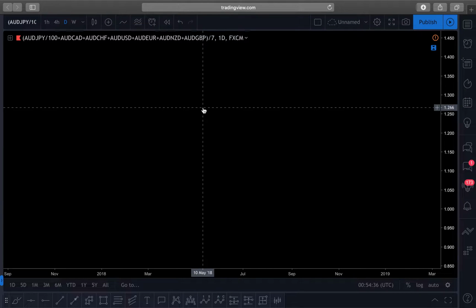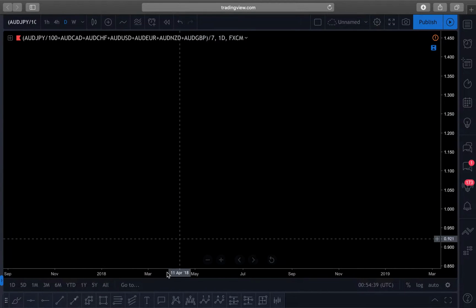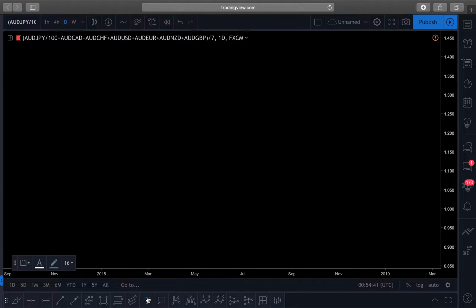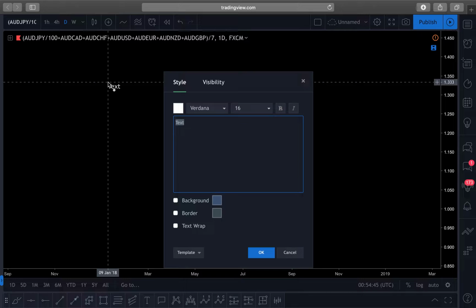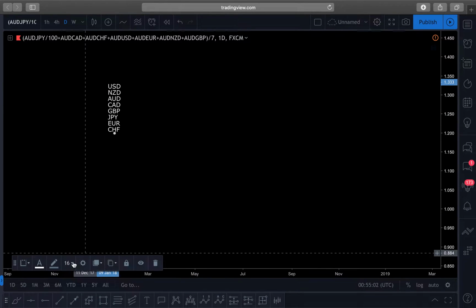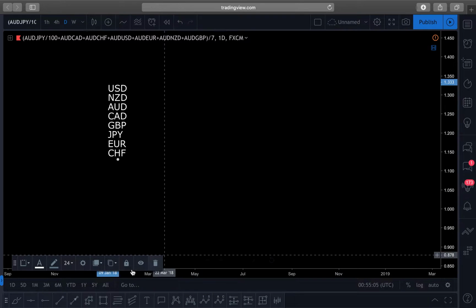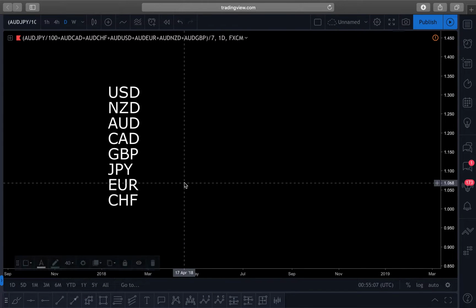So this is a video for you guys to understand the weighted indexes of different currencies properly. Now, the first step is to write down the 8 major currencies that we have. You have the US dollar, the New Zealand dollar, Australian dollar, Canadian dollar, British pound, Japanese yen, euro, and Swiss franc. These are the 8 major currencies that we trade, that we look at all the time.